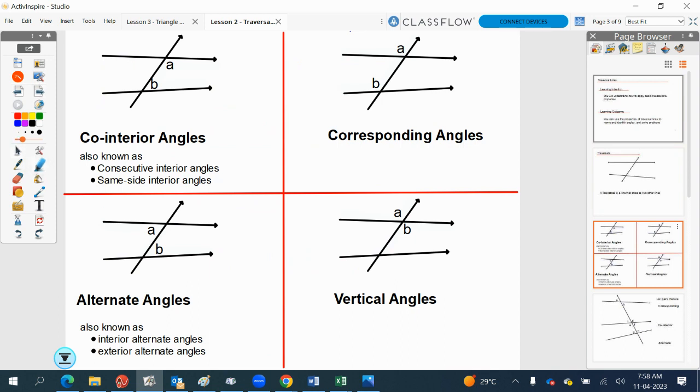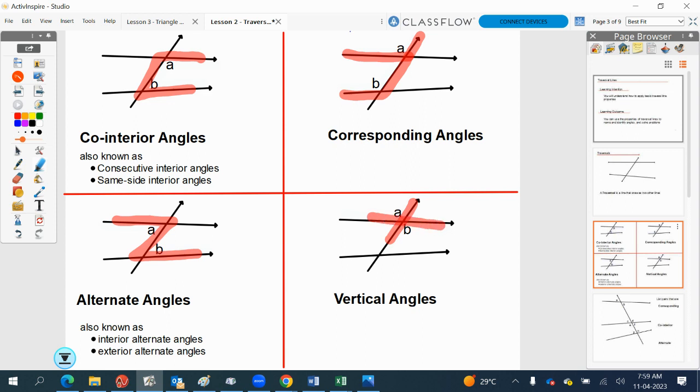The first one is co-interior angles, and we can spot these when we get a C. Corresponding angles produce an F, so we can find these when we draw an F, really upside down. Alternate angles we get with a Z, and lastly, vertical angles form an X.